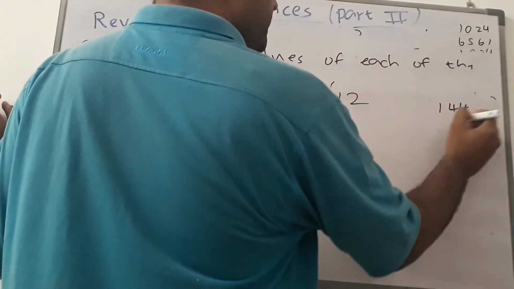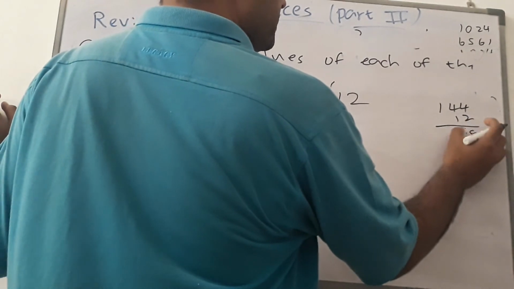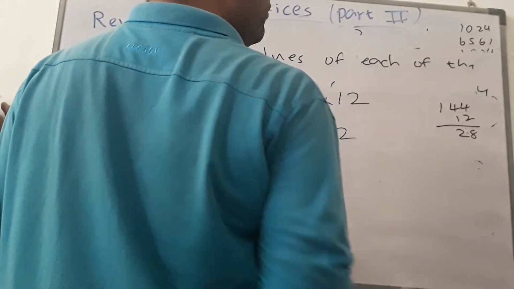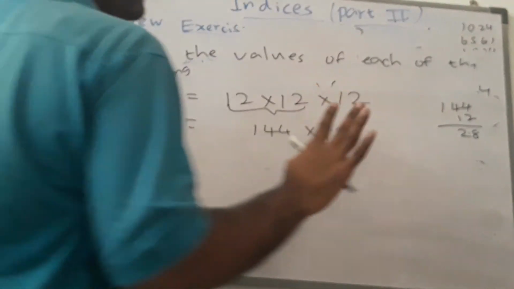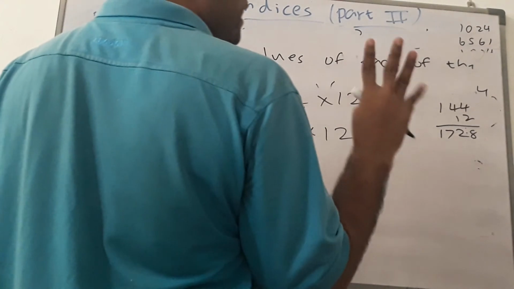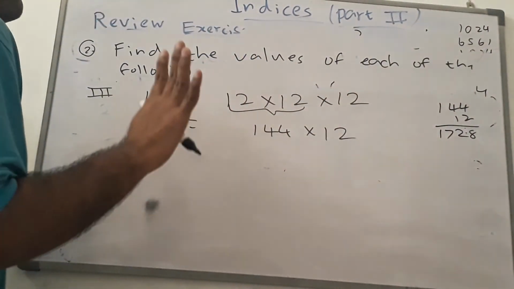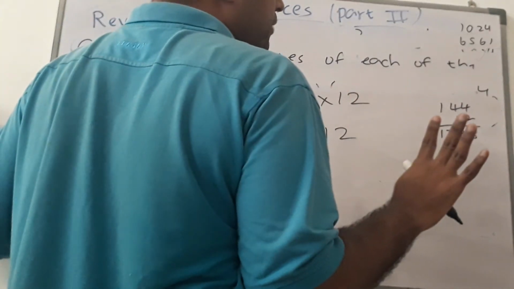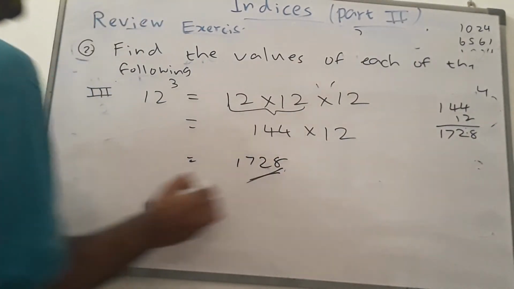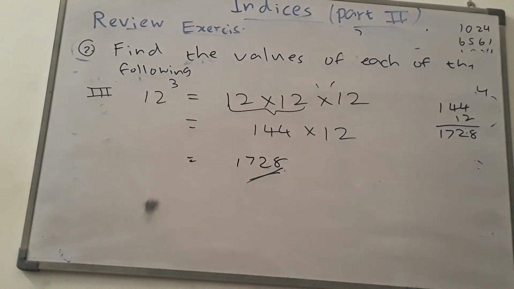144 times 12: 12 times 4, 48, 4 is here. 12 times 4, 48 and 4, 52, 5. 12 times 1, 12 and 5, 17. Answer is 1728. Fourth question.